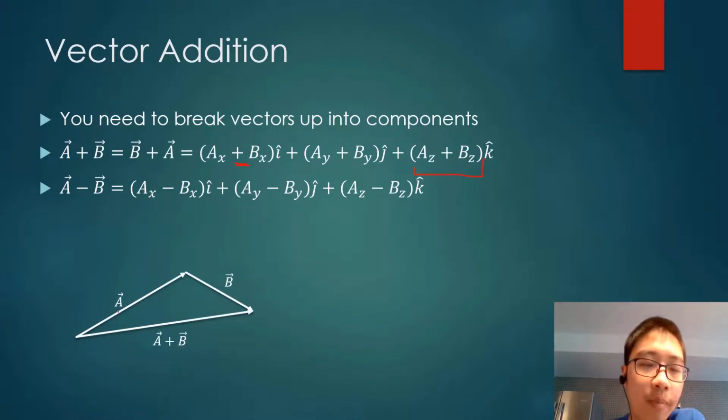On a diagram, we can use arrows to represent vectors. The first arrow represents A and the second arrow represents B. To do A plus B, we need to put the tail of B on the tip of vector A, and then we draw an arrow from the tail of A to the tip of B. That is simply A plus B.